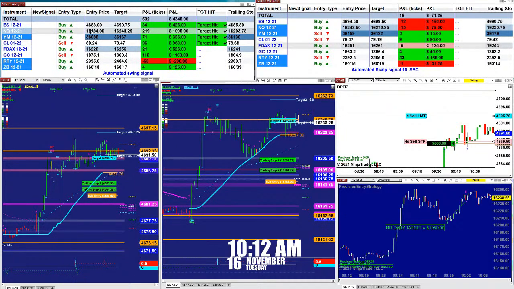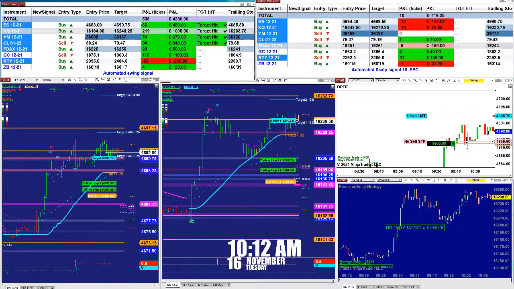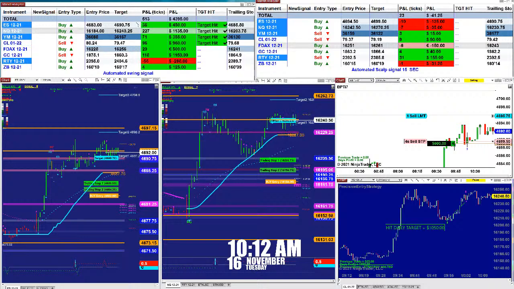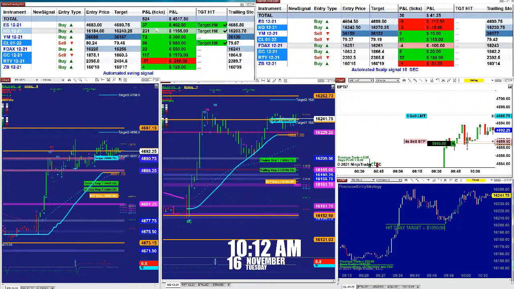Based on the signal on the 1 minute, we have 500 ticks based on the last entry signal. It's not the whole day, it's based on the last entry signal. And we have 37 ticks on the ES, 225 on the NASDAQ, and 72 ticks on the YM.